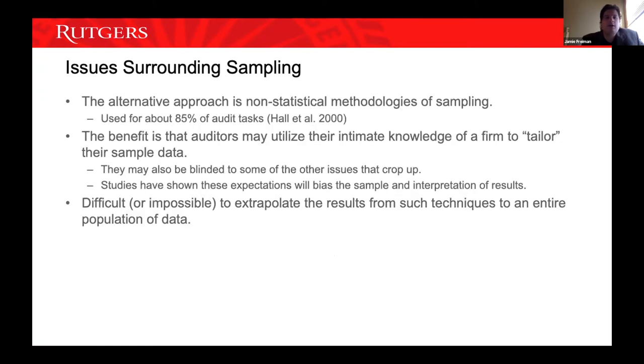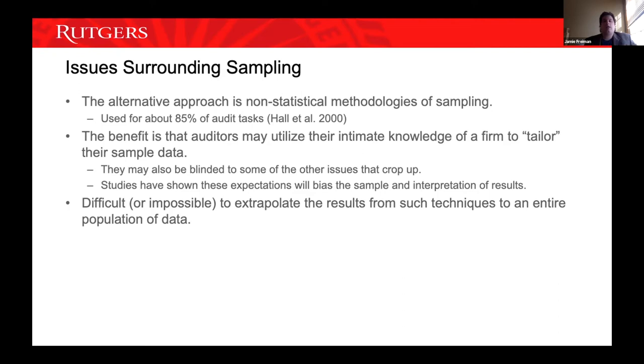Okay. On the other side, the alternative approach would be other types of sampling, which would be judgmental sampling. So these are used, according to this 2000 paper, about 85% of the time with auditors. The problem is there's a lot of judgment involved because auditors are making a judgment based on what records to sample. Okay, so they're not just randomly picking 300, they're selecting 300 specific records, but there's a lot of judgment that goes into that.